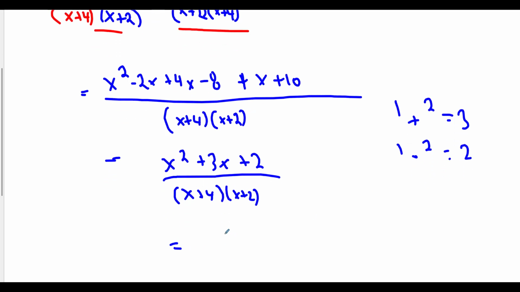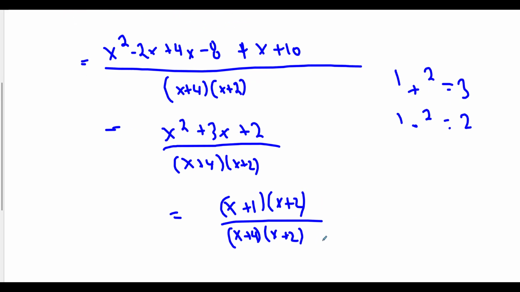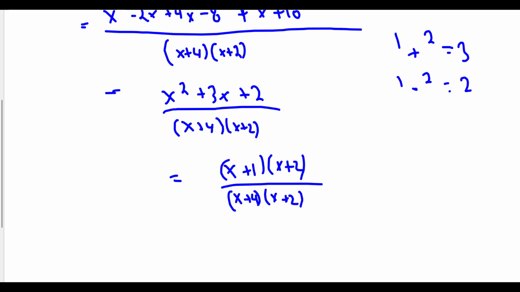So the numerator factors into x plus 1, x plus 2, over x plus 4, x plus 2. And the reason why you factor the numerator is to realize that there's an actual common factor. And the whole thing just simplifies to x plus 1 over x plus 4. And that is the final answer. And we're not done yet.